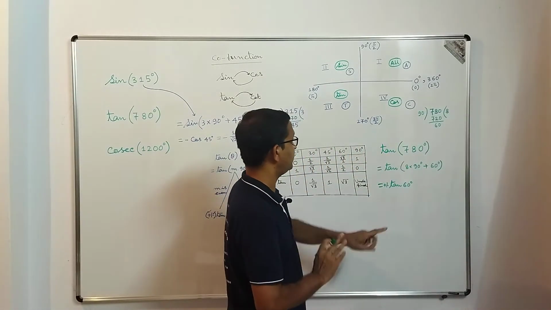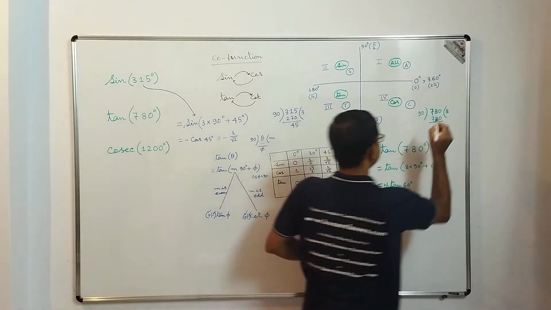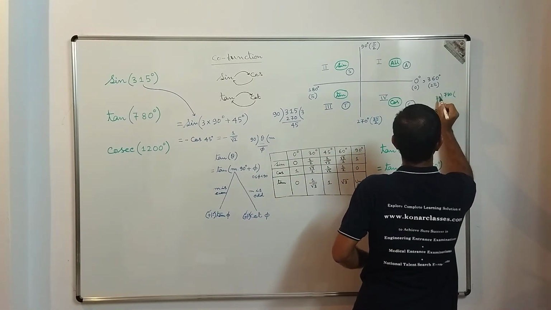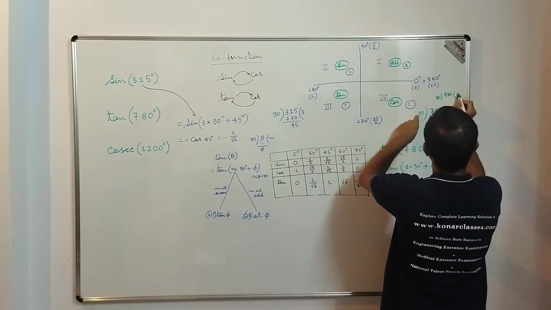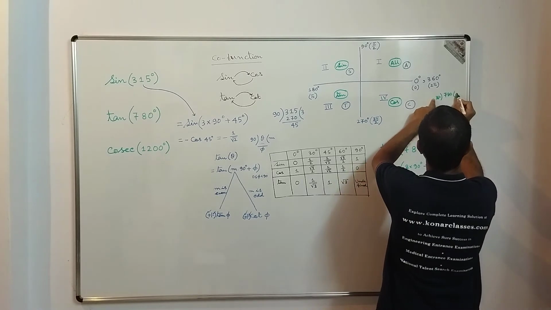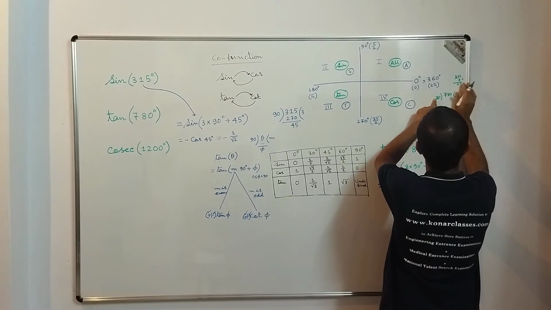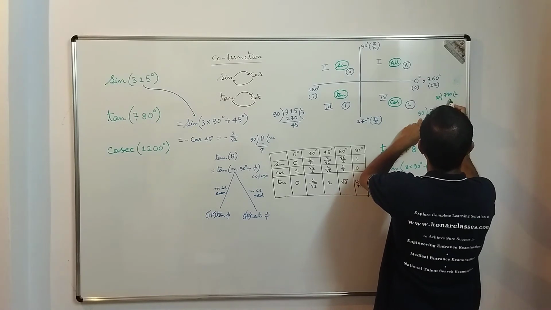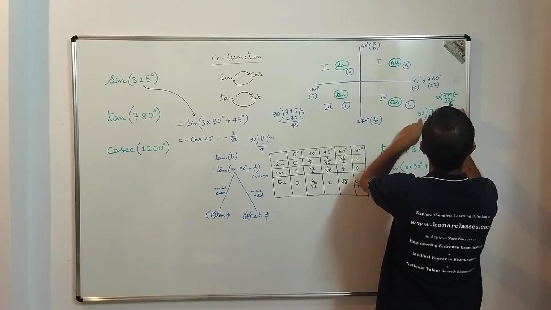To know which quadrant 780 degrees is in, we should divide 780 by 360. We get 2 here, then 720, and here you get 60.